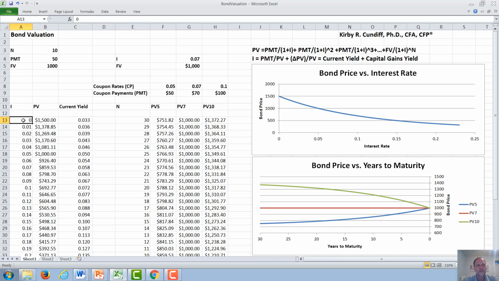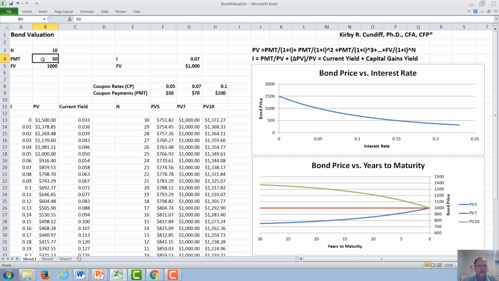First, for an interest rate of 0, we would just sum up the 1,000 face value plus 10 times 50, or 500, to get 1,500, since there is actually no discounting that takes place. As we move down this column and interest rates change to 1%, 2%, 3%, etc., the interest rate in here changes, which is the same thing as increasing the discount rate in our equation. So as interest rates go up, the value of the bond goes down.